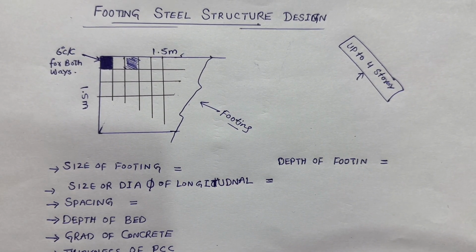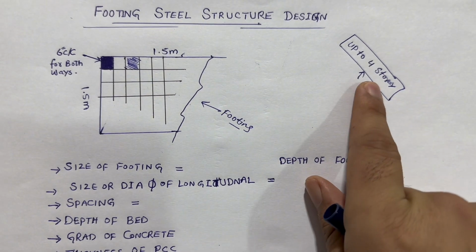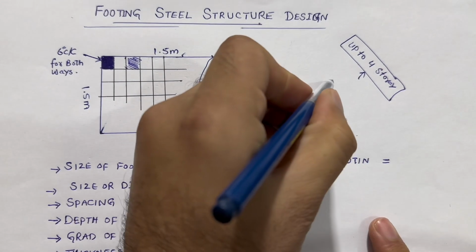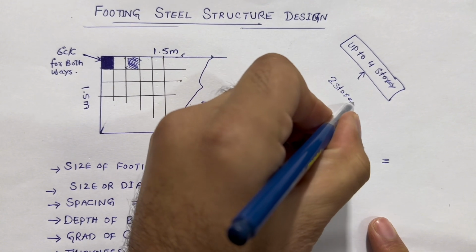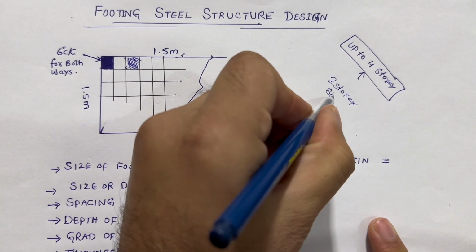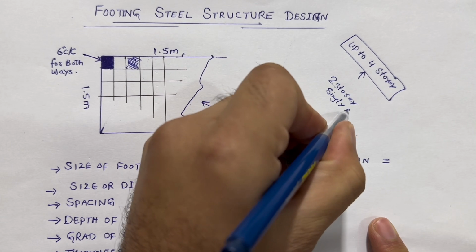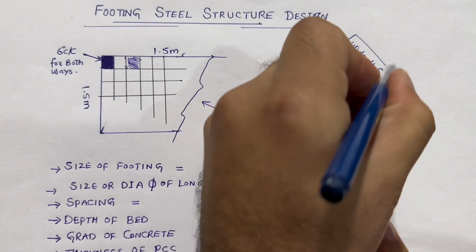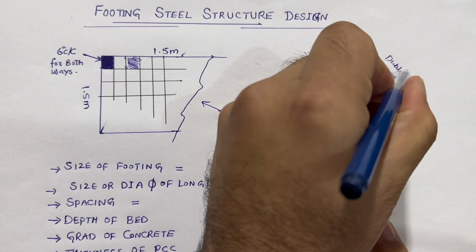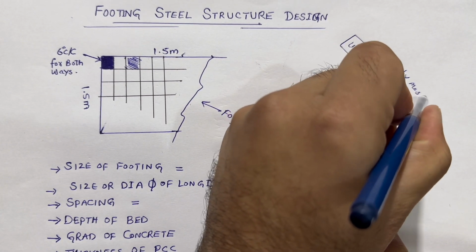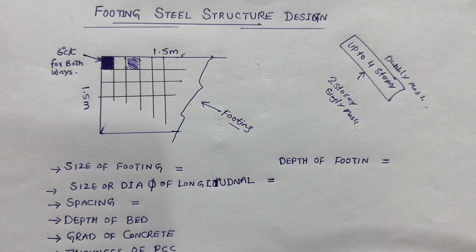So use double mesh for 4-story. If you are using up to 3-story or for 2-story, use single mesh. And for 4-story, double mesh. This is very important to know.